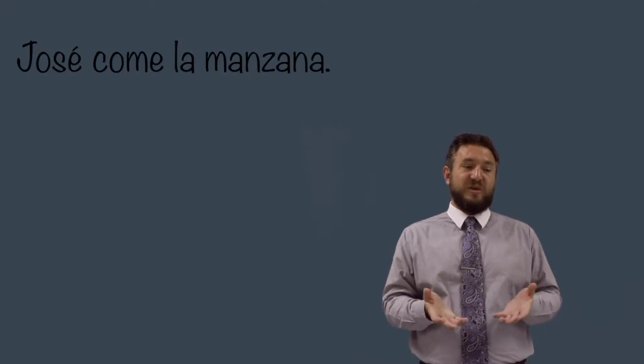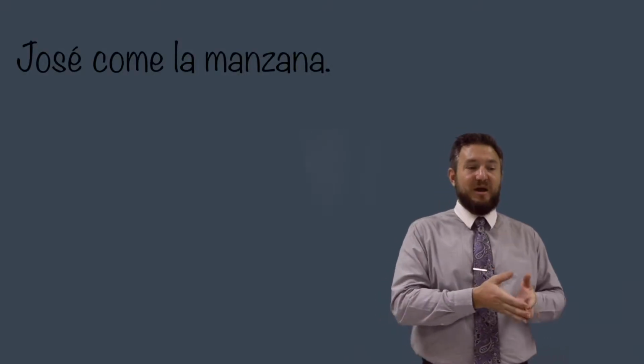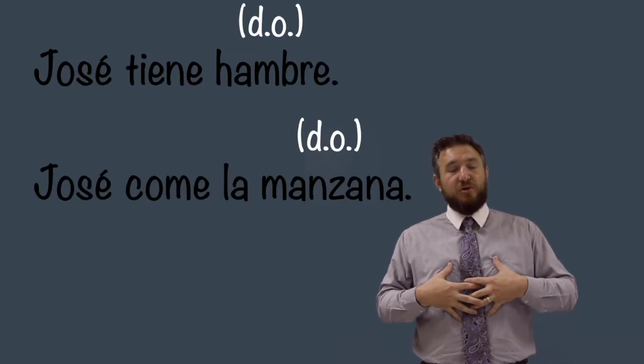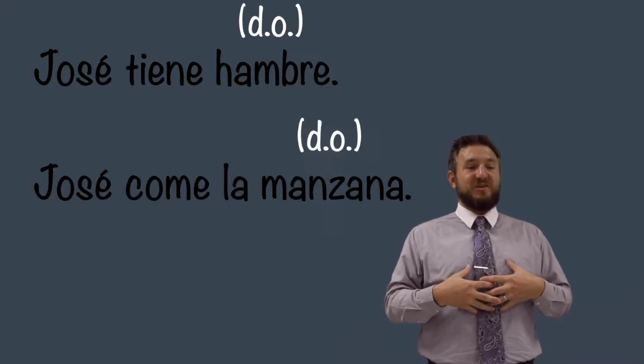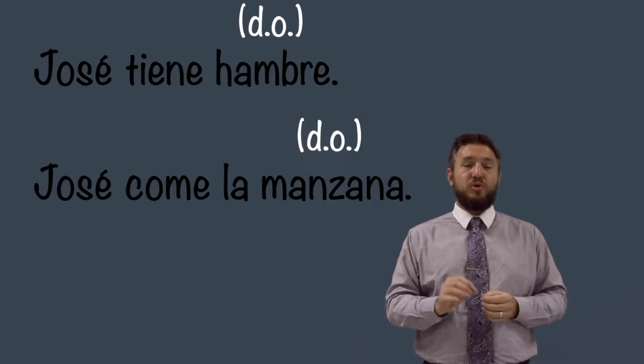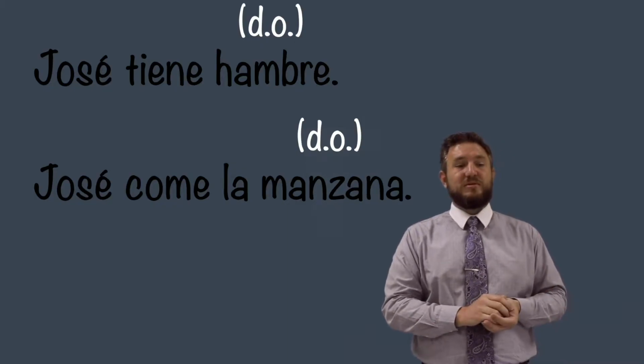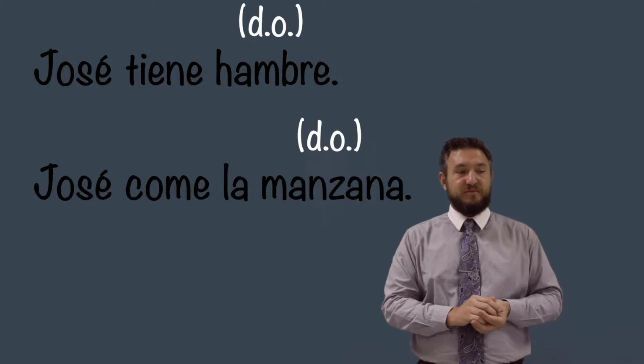In the sentence, Jose come la manzana, the complemento directo is the answer to the question what or whom. So we ask, what or whom does Jose eat? Jose come la manzana. In the first sentence, he has hunger, tiene hambre. In the second sentence, he eats the apple, come la manzana. The manzana is the complemento directo, or the direct object.